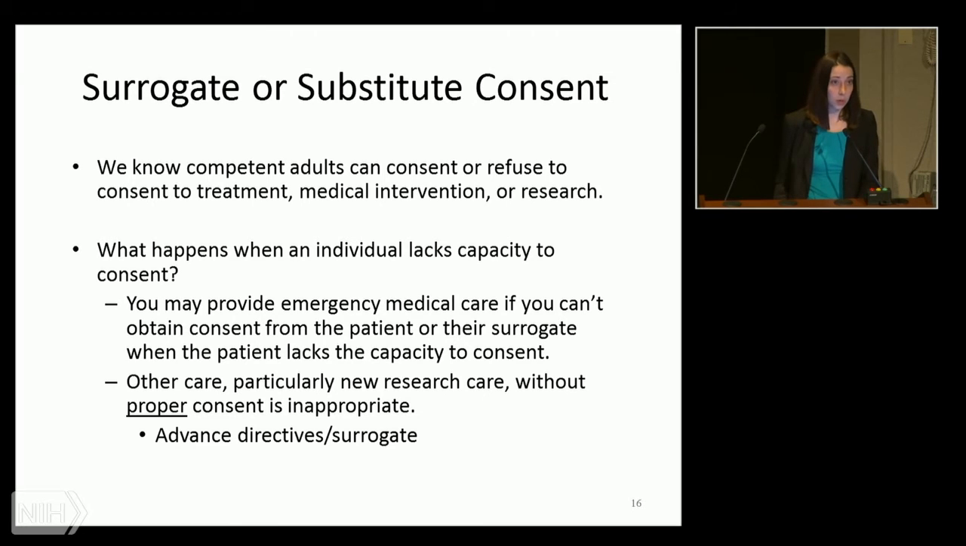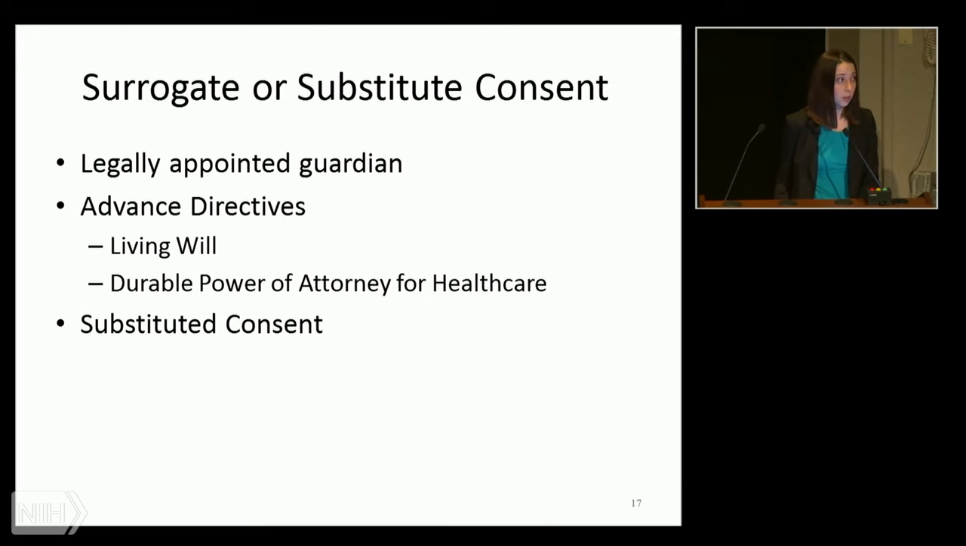Generally, it's not appropriate to initiate research without obtaining legally effective consent from either the patient or their representative, which is why advanced directives and surrogates are particularly useful in the research context. So now let's get into the types of surrogate or substitute consents. There's 3 types with some subdivisions, as you can see on this slide.